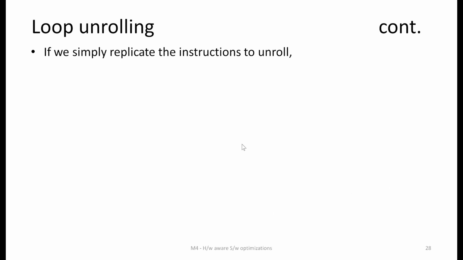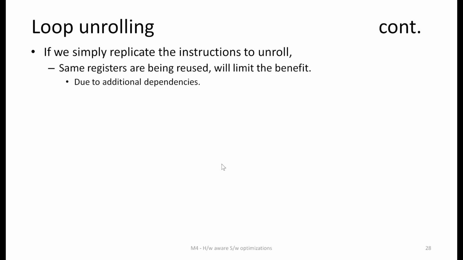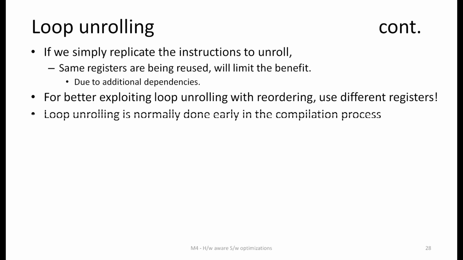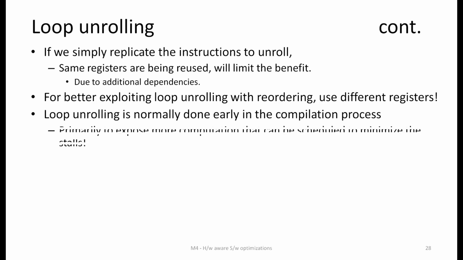So in loop unrolling, if we simply replicate the instructions, then because the same registers are being reused, it might create some additional dependencies and reduce the scope for reordering. So to get the best out of loop unrolling, we would need to use different registers. And loop unrolling is one of the first steps the compiler would explore, so that all the further steps in compilation would use such an optimized sequence of instructions and work further to reduce the computation or overall time.